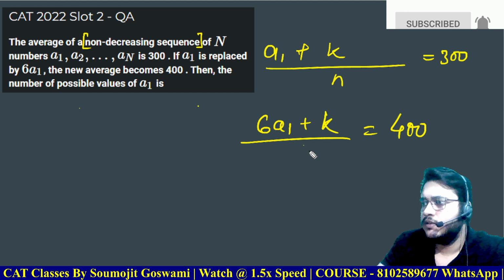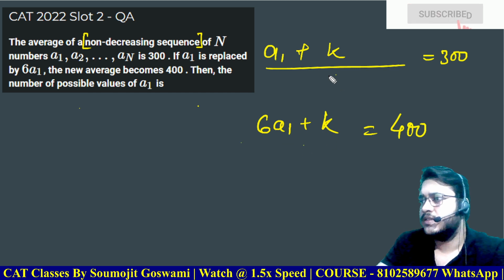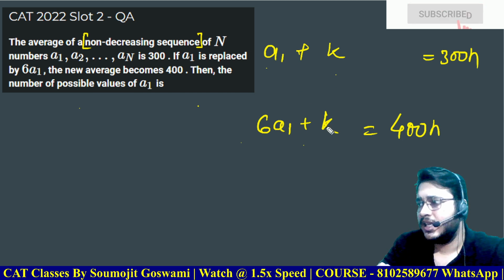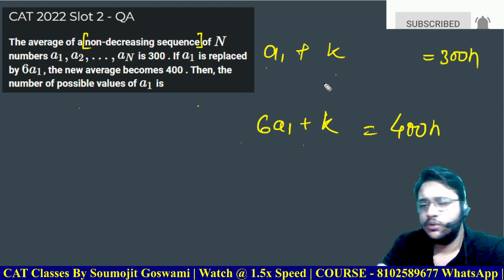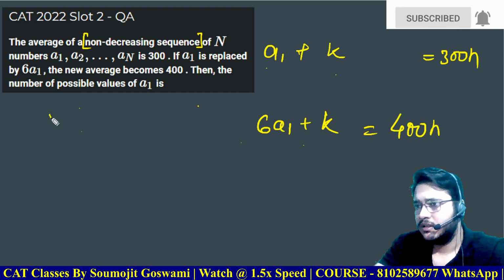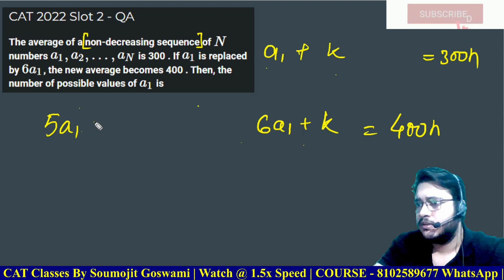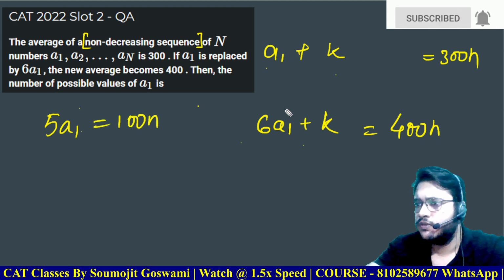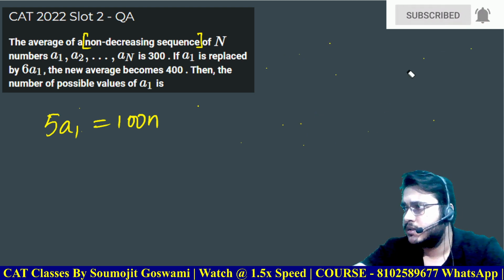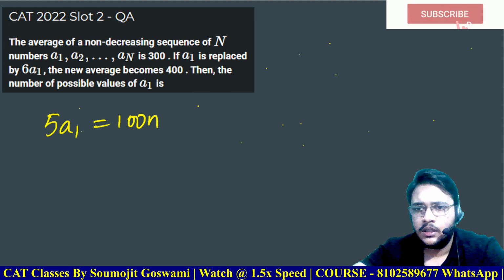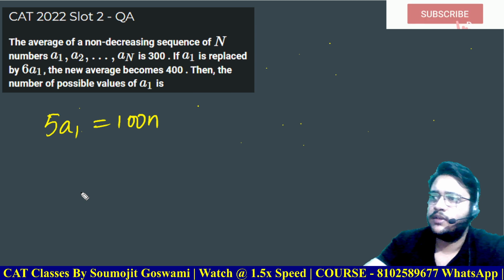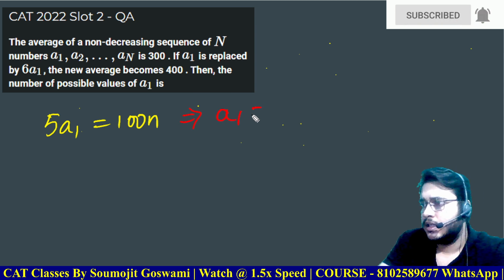Now pretty intuitively, this is given for a very specific reason. This is given so that you can get some sort of a relation between a1 and this n. Now if you do your mathematics, if you do subtracting one from the other, you will get 5a1 is equal to 100n. Now so far so good. Okay, now what do I have? 5a1 is equal to this, so a1 is equal to 20n.